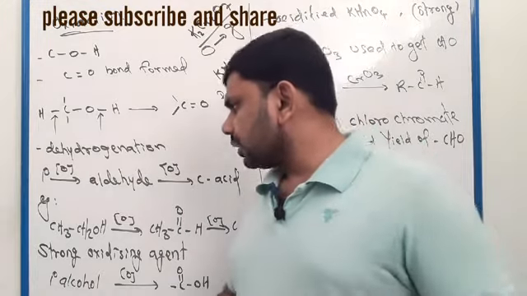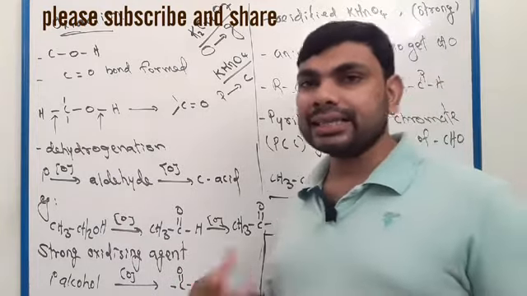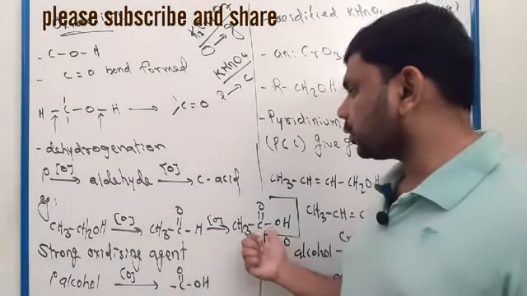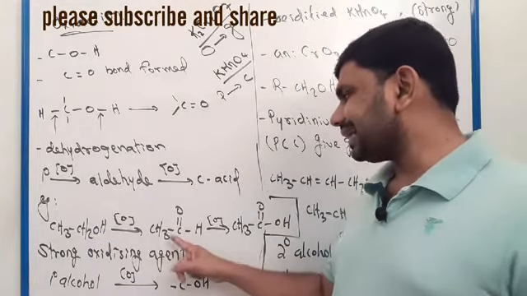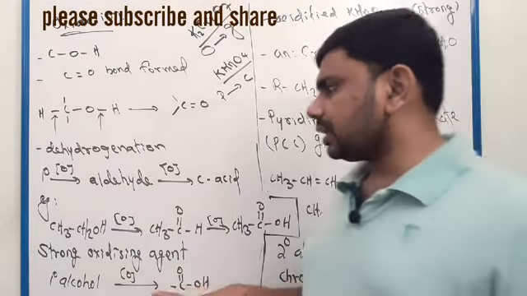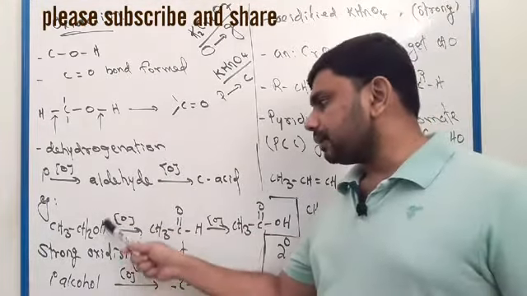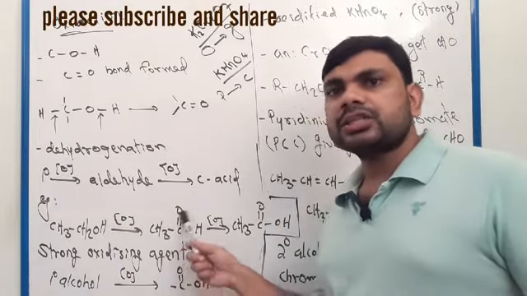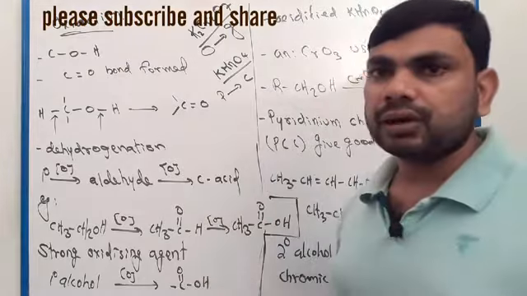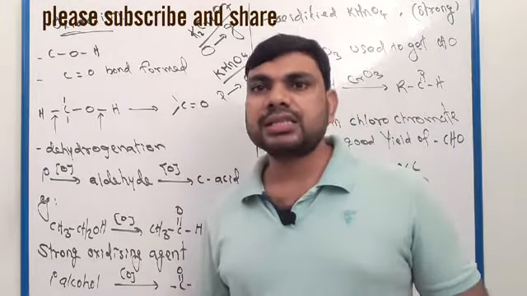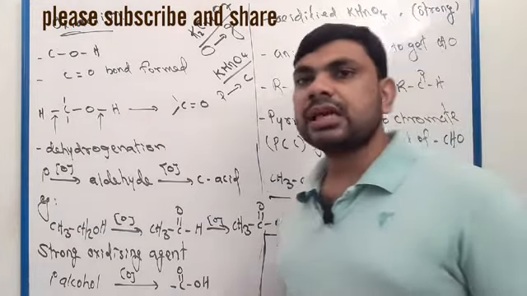Clear? So here is one example: ethanol after oxidation gives aldehyde, and on further oxidation gives ethanoic acid. Ethanol is a primary alcohol, giving aldehyde, then carboxylic acid. We can convert alcohol to carboxylic acid: first primary alcohol turns to aldehyde, then aldehyde turns to carboxylic acid. We can also change primary alcohol to carboxylic acid directly using a strong oxidizing agent.